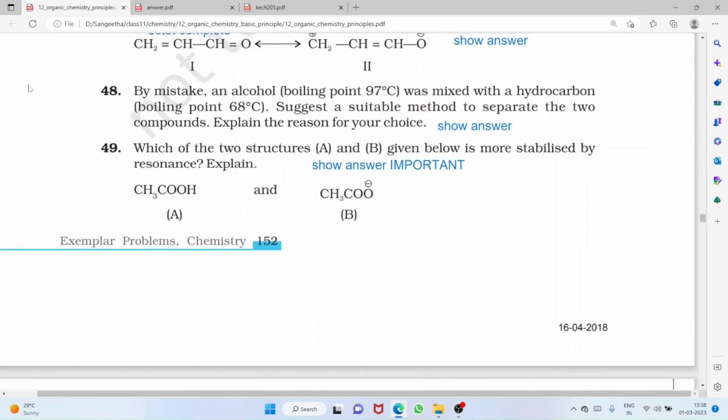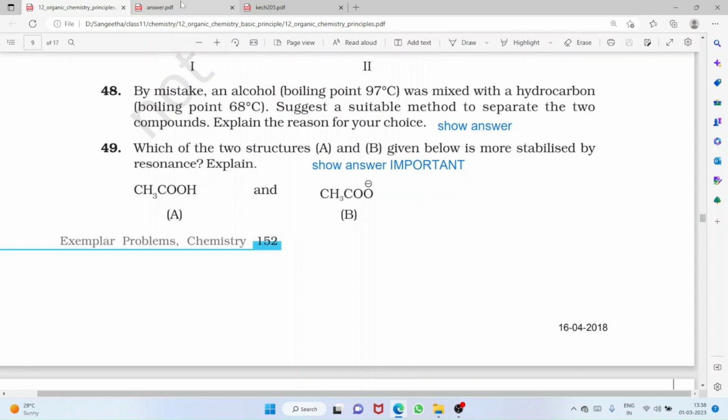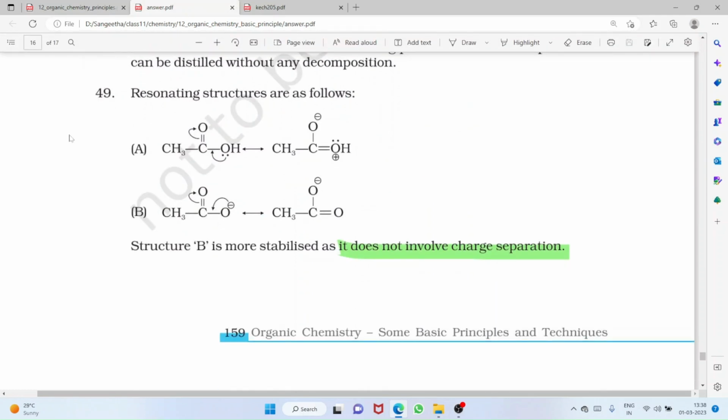Which of these two structures, A and B, given below is more stable by resonance? Number 49. This is the resonance structure. Here structure B is more stabilized as it does not involve charge separation. There is no new charge formed on any of the atoms; the charge is only moving. But here there is a charge separation. So structure B is more stable than structure 1.